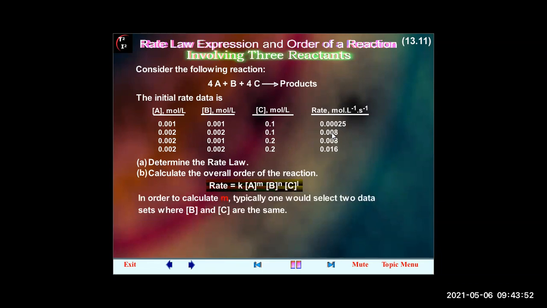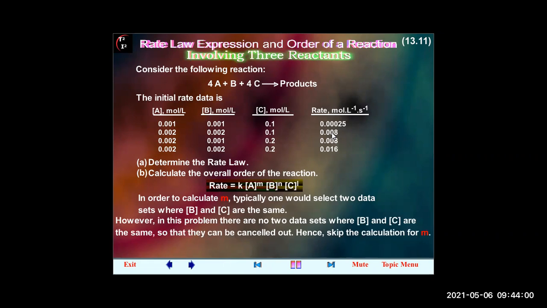In order to calculate M, typically one would select two data sets where the concentration of B and the concentration of C are the same. However, in this problem, there are no two data sets where the concentration of B and the concentration of C are the same, so that they can be canceled out. Hence, skip the calculation for M.